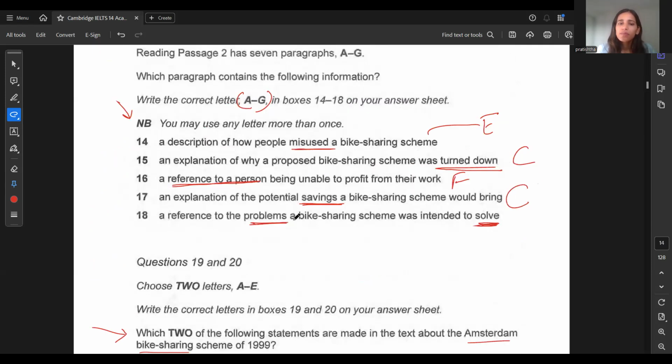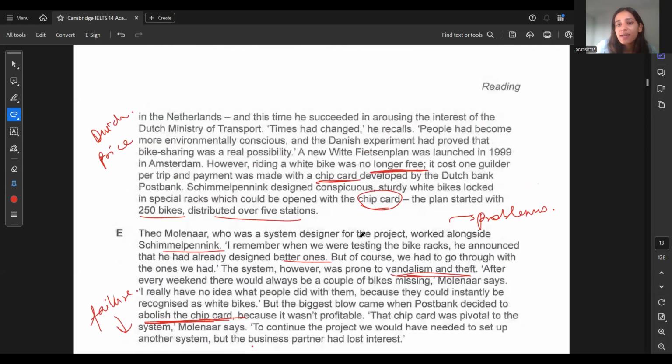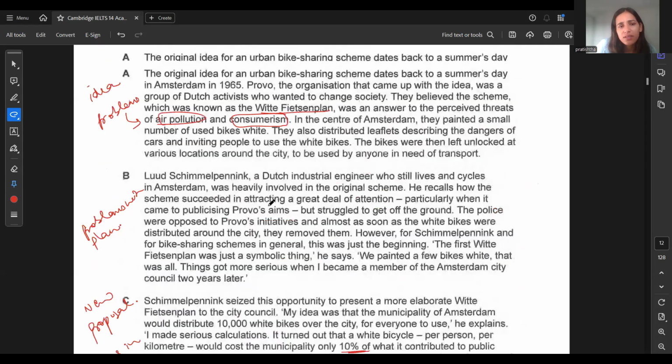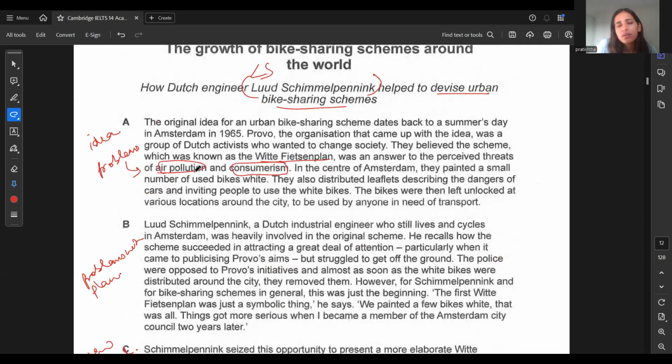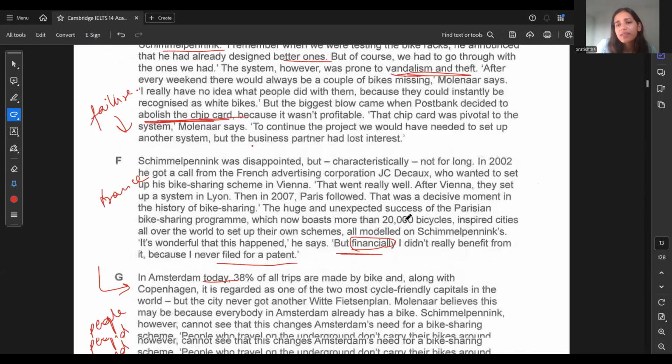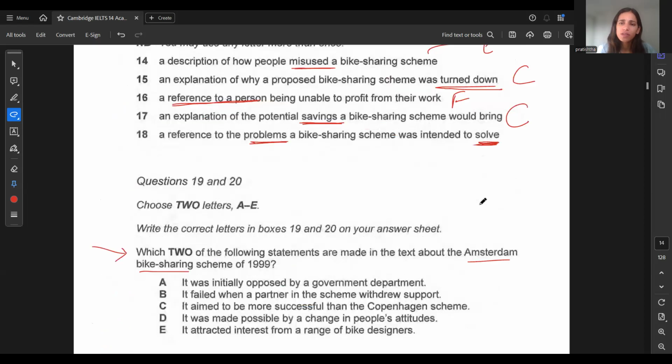A reference to a problem a bike sharing scheme was intended to solve. So what was it intended? Intention means in the first place. It is in the first paragraph. Air pollution and consumerism. That is something that it intended to solve. So it's going to be A. And this is how quick and accurate you can become if you follow all of these steps and if you are able to read in depth.